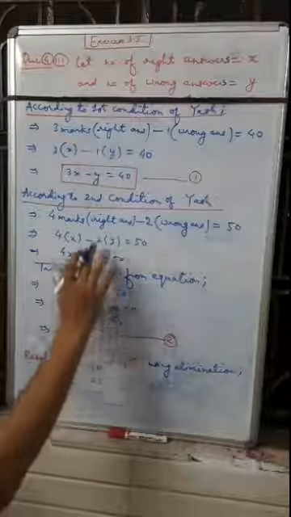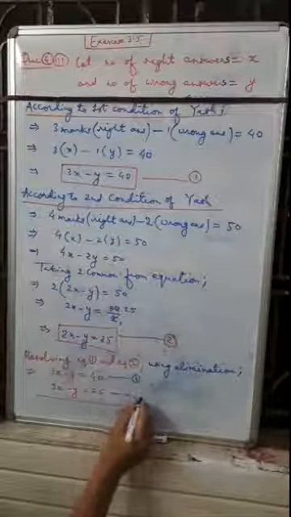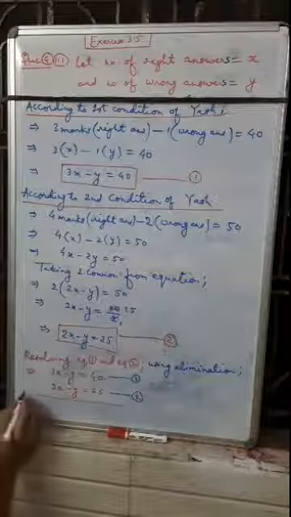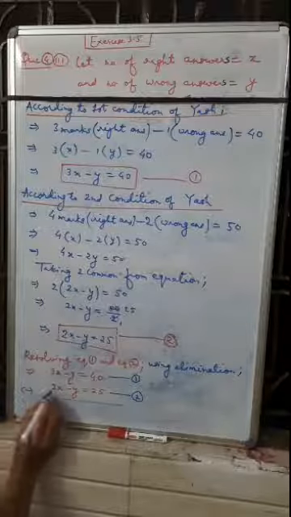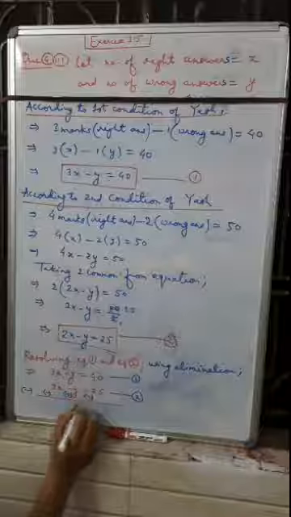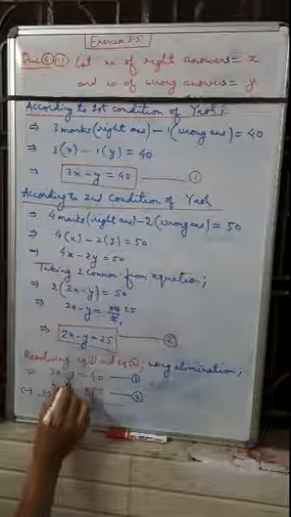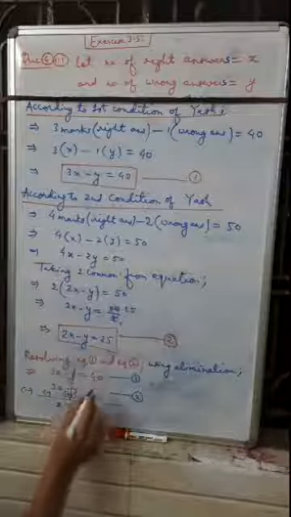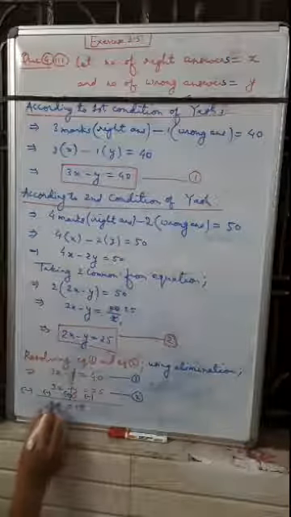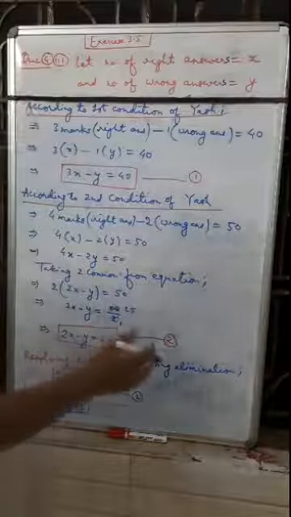So 3x minus y is equal to 40, I have written as equation number 1, and equation number 2 is 2x minus y is equal to 25. Do the subtraction, so plus becomes minus. So 3x minus 2x is equal to x, minus y plus y cancels, and 40 minus 25 is equal to 15. Now put the value of x in any equation, equation 2 or equation 1, whichever you like.